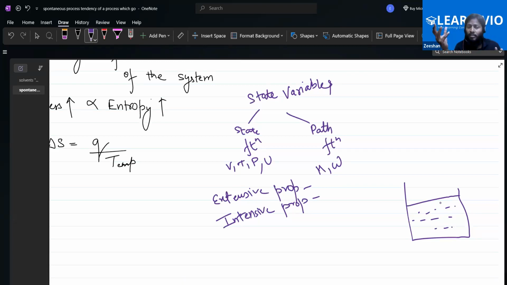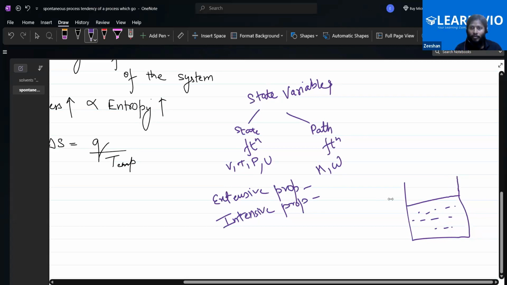Now, the first very basic example is mass. Is mass extensive or intensive? Intensive. Extensive. Good. So mass is extensive because by definition also we are saying that it is a mass dependent property.